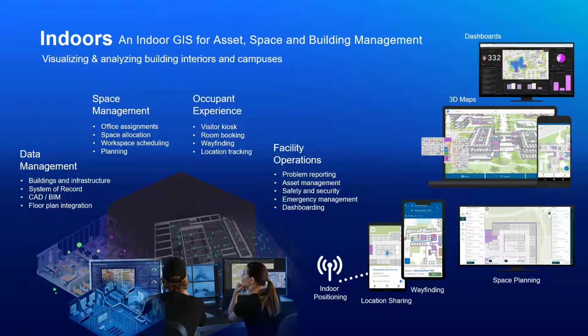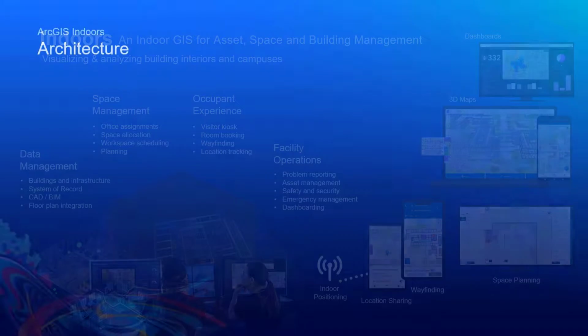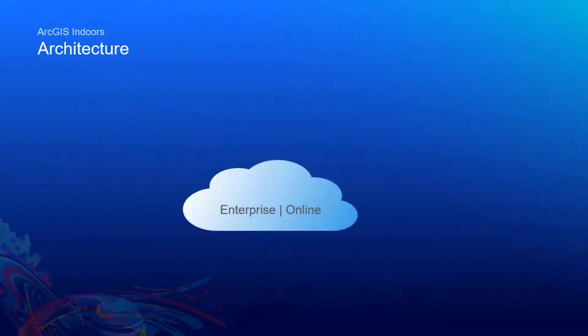When purchased, Indoors includes ArcGIS Enterprise, ArcGIS Pro, Survey 123, and other components needed to power the Indoors system. ArcGIS Indoors is a complete system for indoor mapping that can be deployed on-premise as an ArcGIS Enterprise deployment or hosted in the cloud as a software-as-a-service offering through ArcGIS Online.